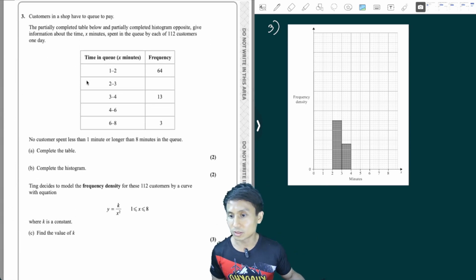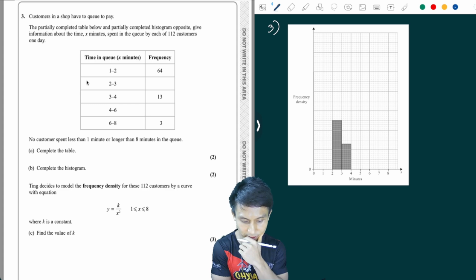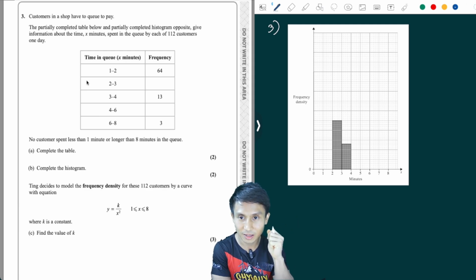So let's have a look. We need to complete the table. The 2 to 3 class is missing the frequency, so we're going to find it. All right, so how do we do this? We know the 3 to 4, the adjacent bar there, has a frequency of 13.